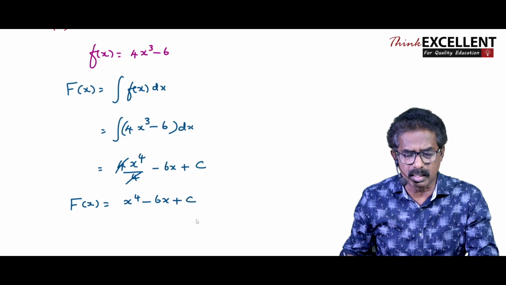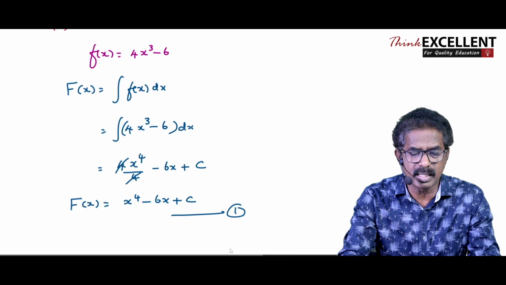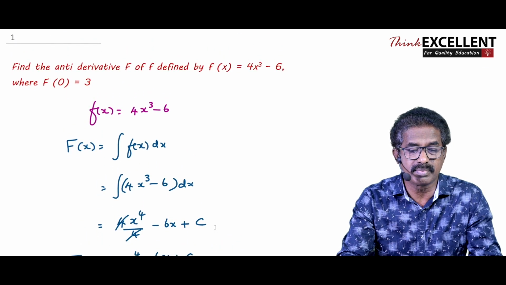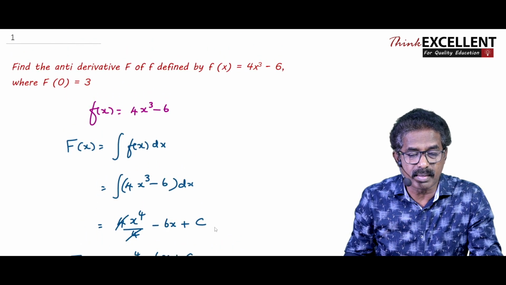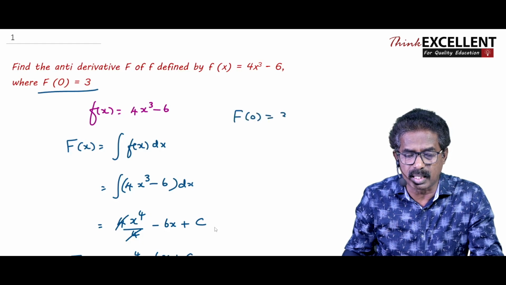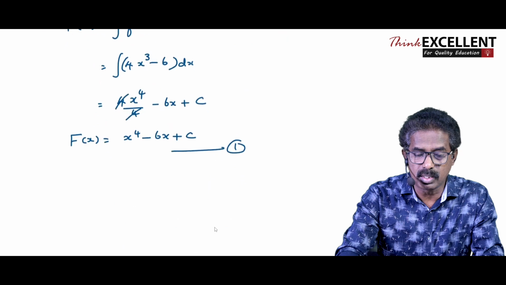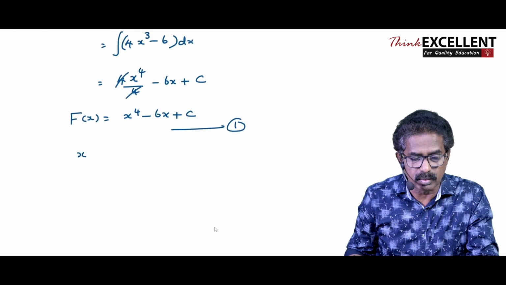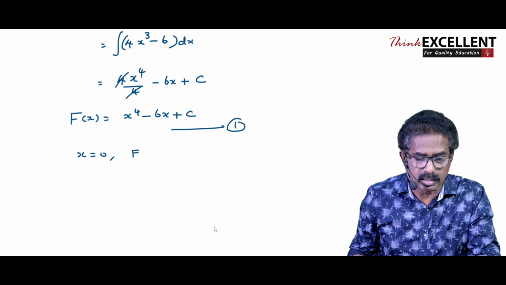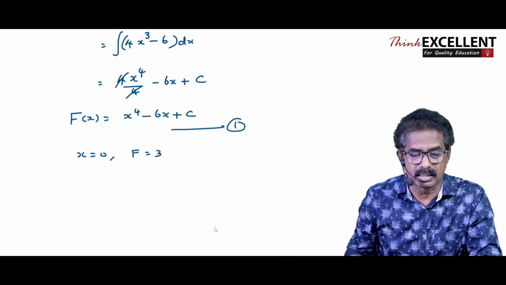Normally we stop here, but in this question, to find the c value they have given some condition. See what condition they have given: f of 0 equal to 3. What's the meaning of that? f of 0 equal to 3 means you put x equal to 0. When x is 0, the value of f is 3. x equal to 0 and f is equal to what? 3. If you give this substitution, you will get f as 3.